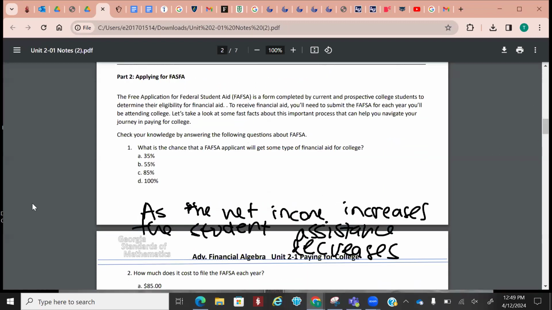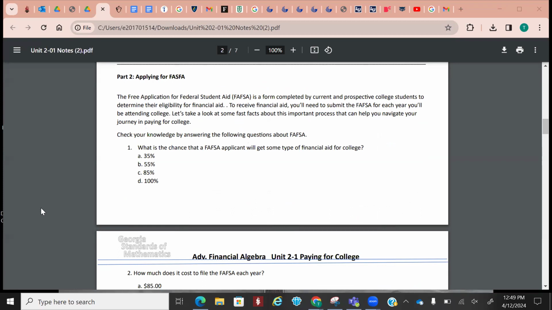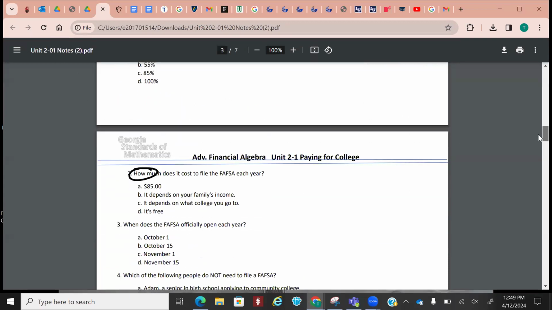So, the Free Application for Federal Student Aid is a form completed by current and prospective college students to determine eligibility for financial aid. To receive financial aid, you'll need to submit a FAFSA for each year you'll be attending college. So this happens every year. Let's take a look at some fast facts about this important process that can help you navigate your journey in paying for college. So check your knowledge. What is the chance that a FAFSA applicant will get some type of financial aid for college? This is actually 85%. 85% of applicants will receive some type of financial aid, whether that be loans, etc.